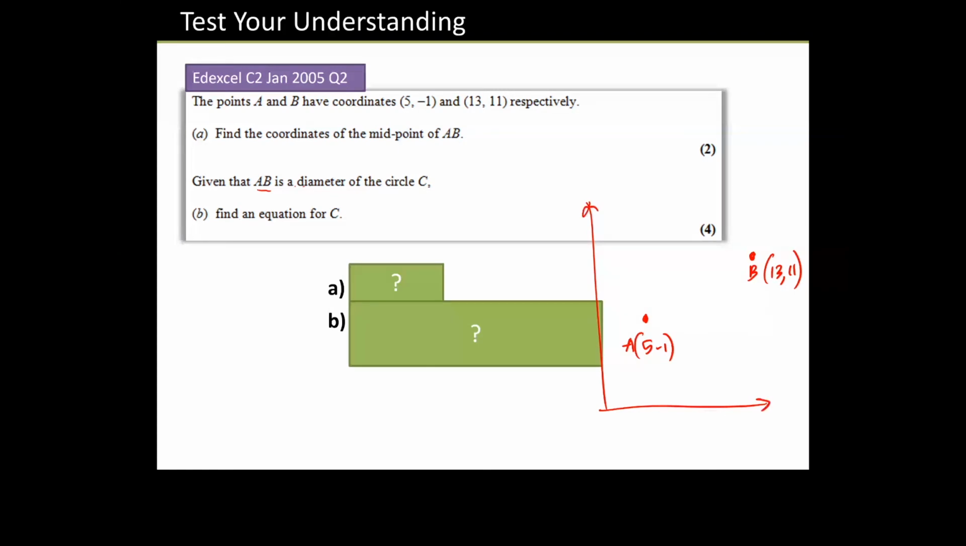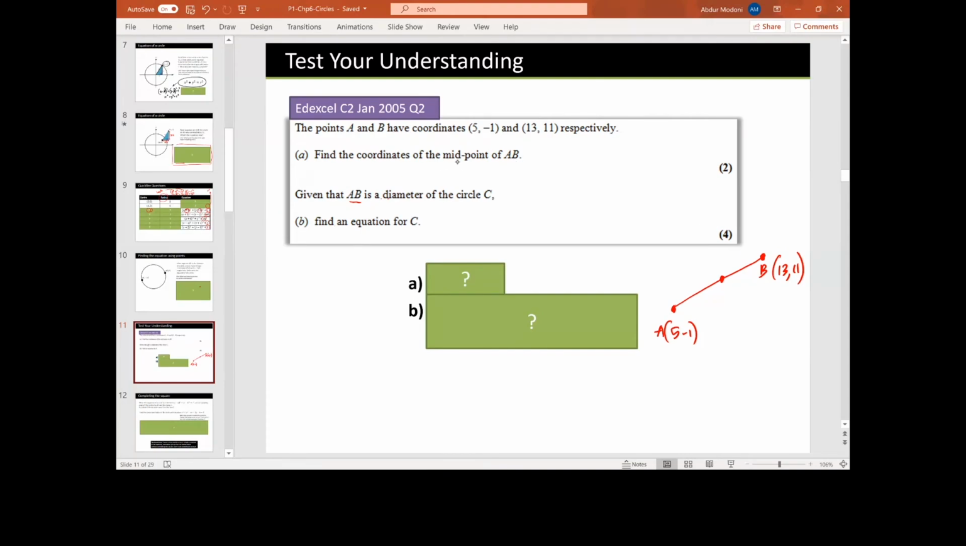Okay, so I've got my points relative to each other in the correct position. The first part is asking you to find the midpoint. That should have been relatively straightforward. 13 add 5, which is 18, divided by 2, is 9. 11 add -1, which is 10, divided by 2, is 5. So (9, 5) is the coordinate of the center.